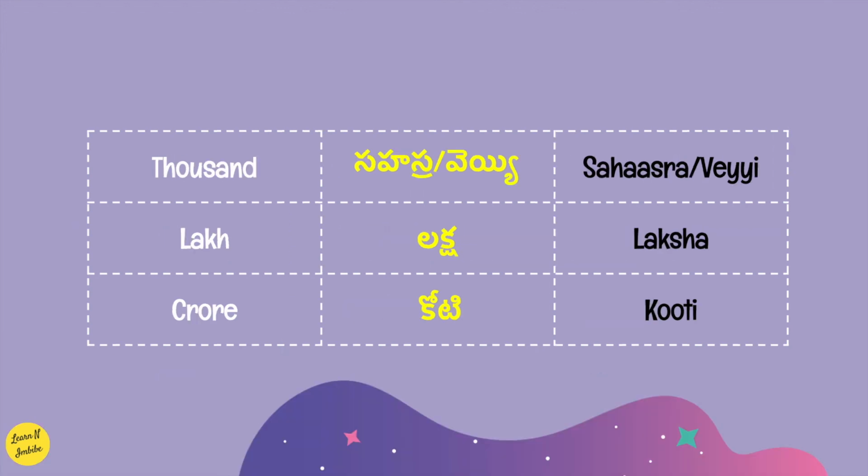Let's see a few more numbers. 1000 in Telugu is known as Sahasra or Veyi. Either of them can be used. Lakh, Laksha, Crore, Koti. So that's all about the numbers 1 to 100.